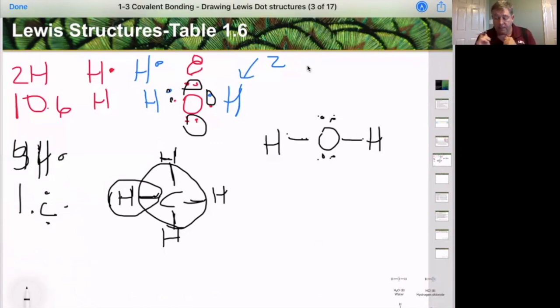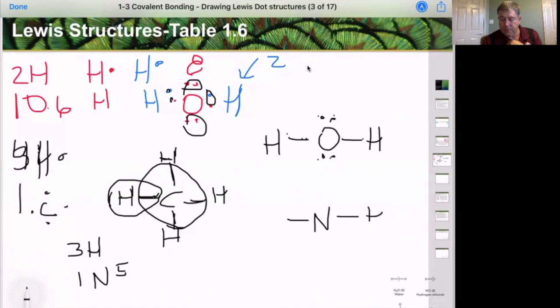Okay, let's do one more. Let's do something a little different. We have 3 hydrogens and 1 nitrogen, okay? So if we look at that, hydrogen's still group 1. Nitrogen is group 5A. So let's think about that. That means there are 5 valence electrons on nitrogen. So if we start with a nitrogen, we're going to draw a bond to hydrogen, a bond to our second hydrogen, and a bond to our third hydrogen, okay?